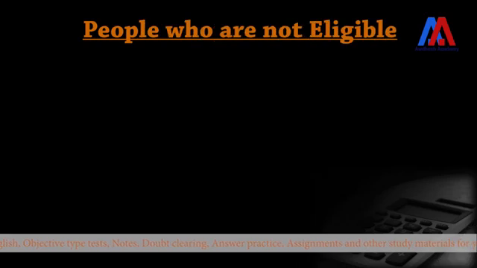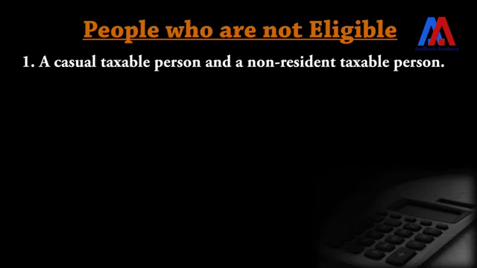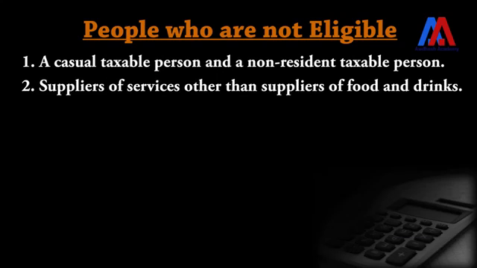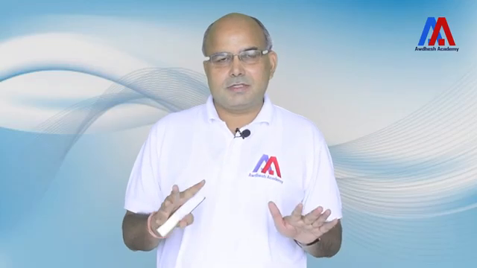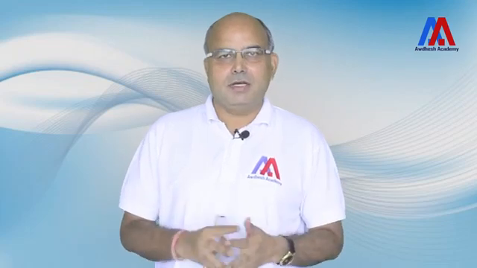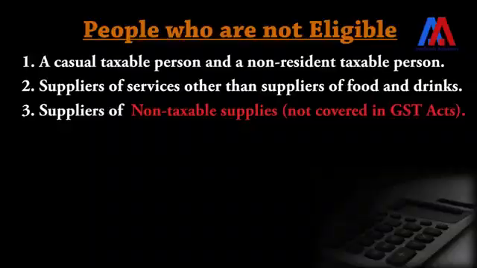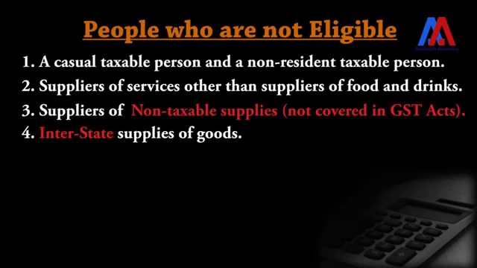There are certain categories of people who are not eligible for composition levy. There are basically 6 categories. The first is a casual taxable person or a non-resident taxable person. The second is the supplier of services other than the supplier of food and drinks. So all other services are not covered under the composition levy. Then the supplier of non-taxable supplies which are not covered under the GST Acts. For example, alcohol or petroleum products which are not covered under the GST Act shall not be covered under the composition levy as well. Then interstate supplies of goods are also not covered.